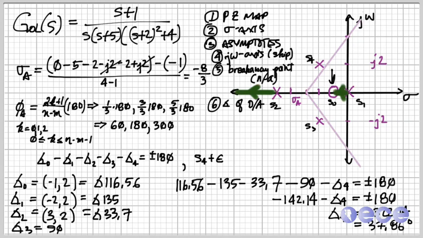37.86 degrees. Now if we look carefully at 37.86 degrees, what does that mean? Well, we're going to take this angle here until it is 37.86 degrees. That's going to tell us what our angle of departure is from the pole S4. So we're going to end up with a part of the root locus that looks basically like this. And we can get the angle at S3 from symmetry.